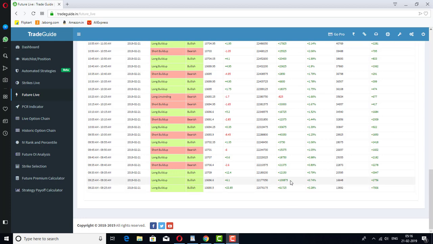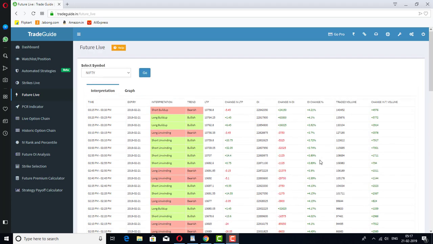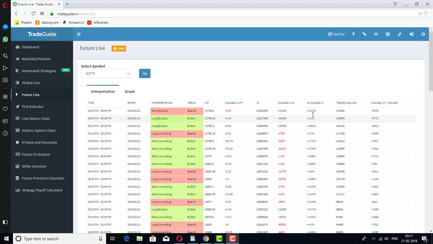It's measured with respect to this number, keeping this as a base. In the next 5 minutes, the increase that has taken place is 1,875 contracts, which is 0.74% positive. Again, it is measured with respect to the starting number, and like this, the whole change of every 5 minutes interval is being measured over here with open interest percentage change, and this is measured on a cumulative basis, so you can see it easily.